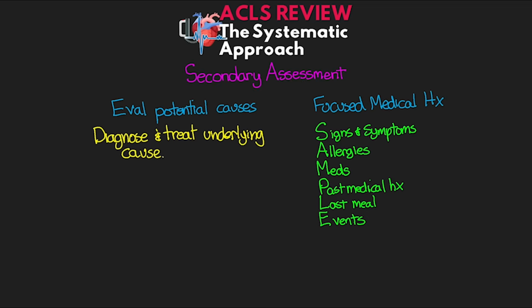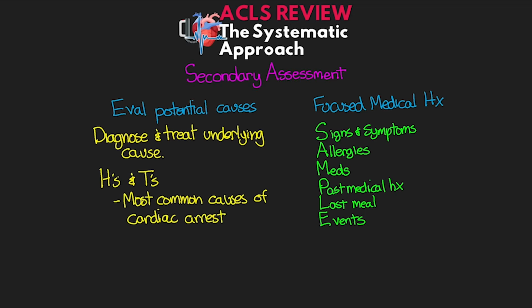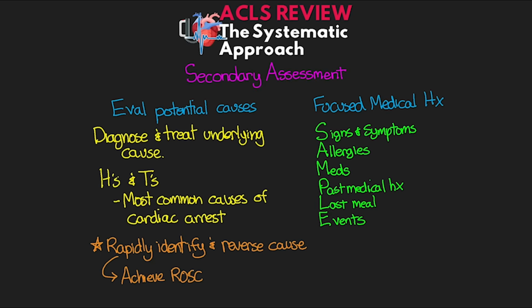At this point, we want to try and focus on the reversible causes of cardiac arrest, something that we refer to as our H's and T's. The H's and T's is really a list, and it can be really useful in memorizing the most common causes of cardiac arrest, and in assessing and evaluating what has led to the current situation. If we're able to rapidly identify and then reverse the cause or the potential cause, then we could potentially aid in the return of spontaneous circulation, achieving ROSC, as well as the prevention of future arrest following that.